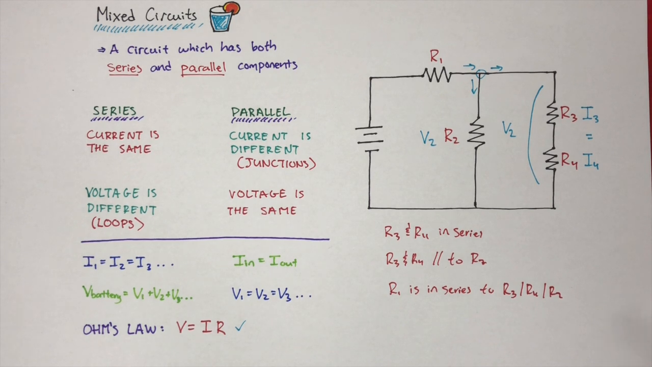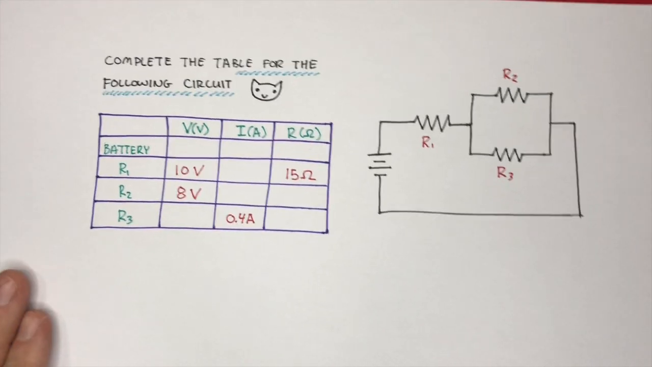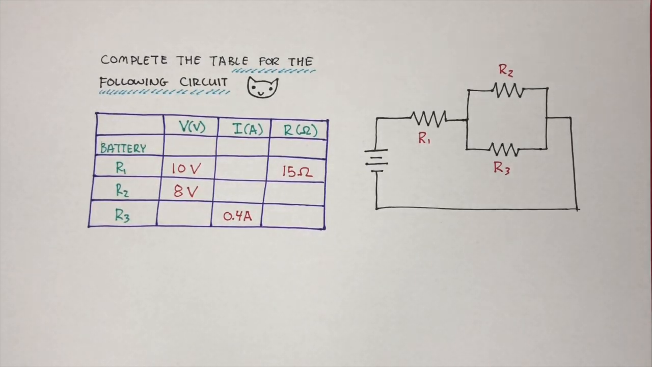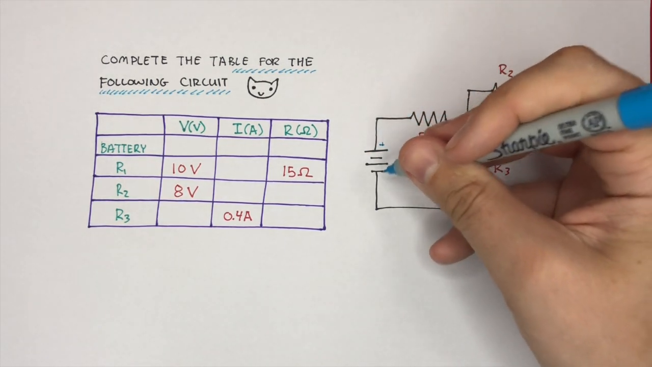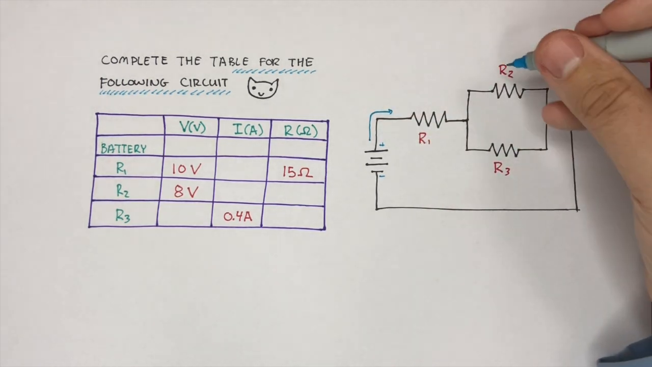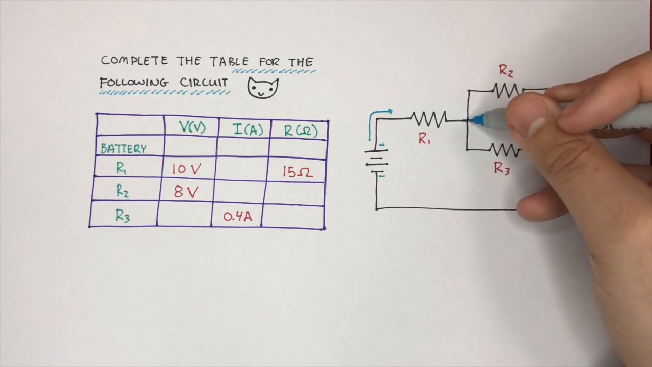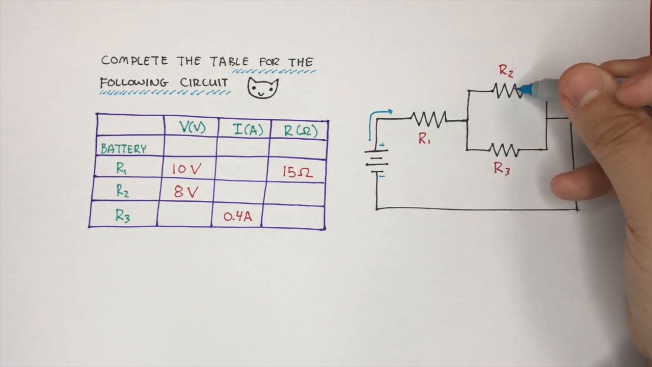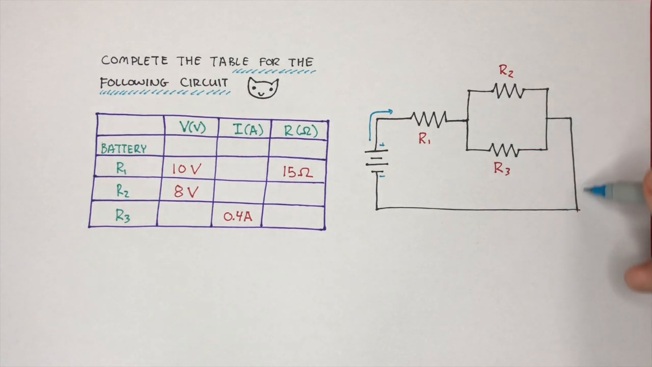So what we're going to do now is take a look at an example problem. This problem states that we need to complete the table for the following circuit. And if you take a look at the circuit over here, we see that there's a battery, there's a positive terminal here, a negative terminal here, and the current's going to leave through this direction here. After it crosses R1, it's going to enter this junction, it's going to cross R2, and it's going to cross R3, and it's going to recombine and come out the other end.